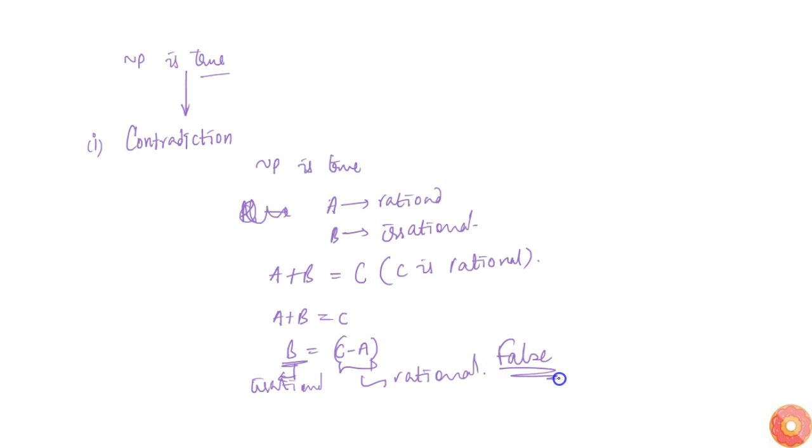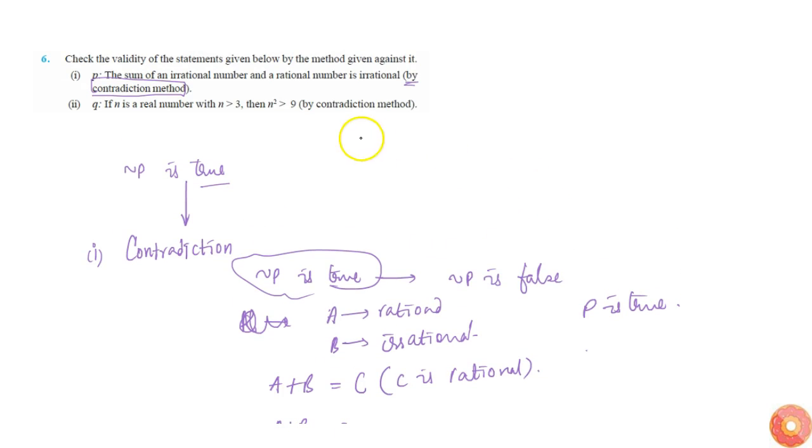We got a contradiction here. That means our assumption is wrong. Our assumption is negation P is true, so this is wrong. That means negation P is false, which means P is true. P is true. That means the sum of a rational number and an irrational number is irrational. So this is done. Now we have to do the second part.